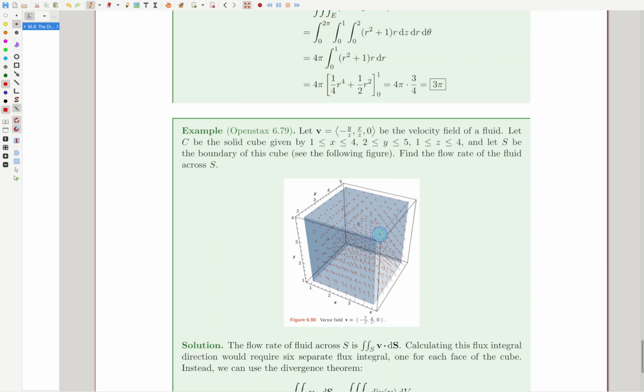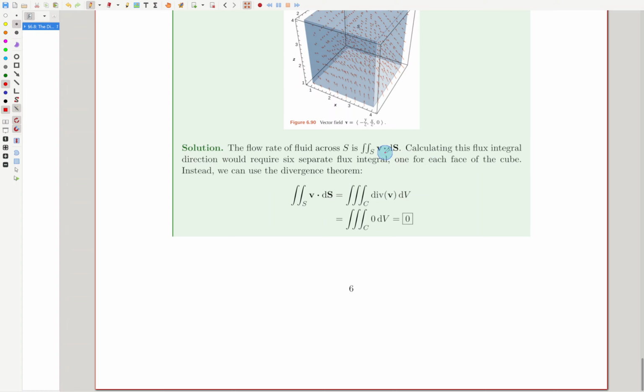But yeah, so this is the solid cube, x going from 1 to 4, y from 2 to 5, z from 1 to 4. And you're supposed to compute the flow rate of the fluid across S. Flow rate of fluid is talking about the flux integral. So it's asking you to compute this double integral of the velocity vector field across all 6 sides of the cube, which is what I've mentioned down here. Computing the flow rate across S would technically require 6 different flux integrals, one for each face of the cube.